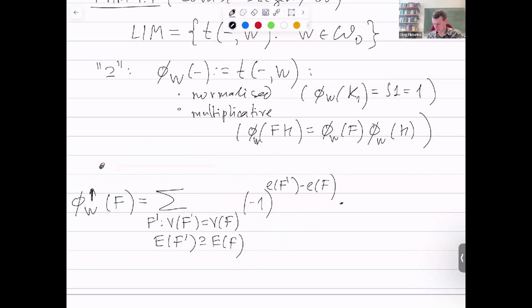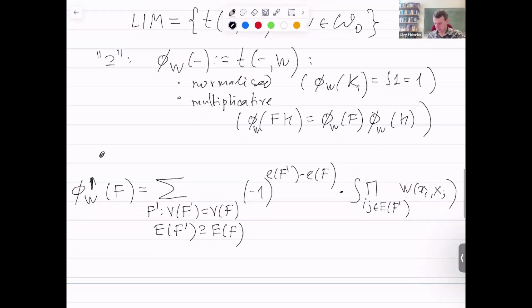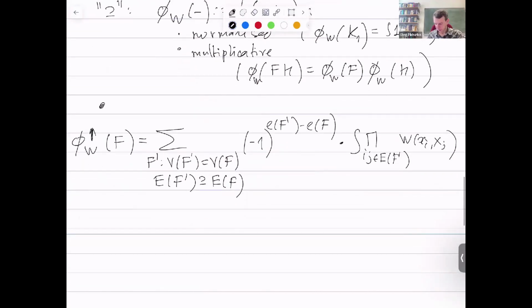So let me write it briefly as an integral. I integrate a function which is a product over all edges in f prime of w(xi, xj). I don't write the bounds or variables, just very briefly. And one property which we had to check is that this is always non-negative. So let's contemplate this expression.